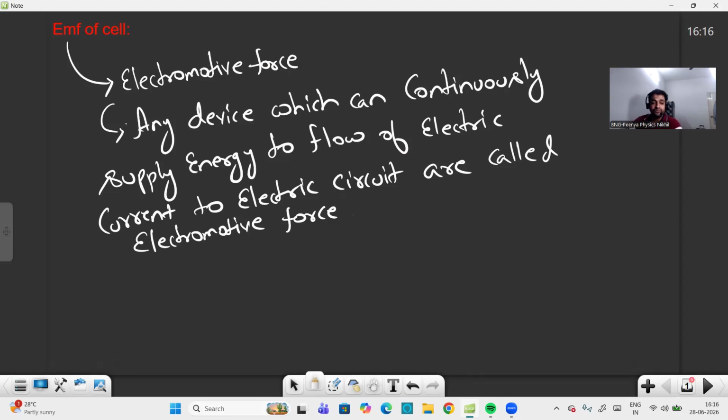For example, if I talk about a battery, the non-electrical form of energy is chemical energy, and it converts that into electrical energy. In the same way, a generator transforms mechanical energy into electrical energy. So these devices are converting non-electrical form of energy to electrical form of energy.